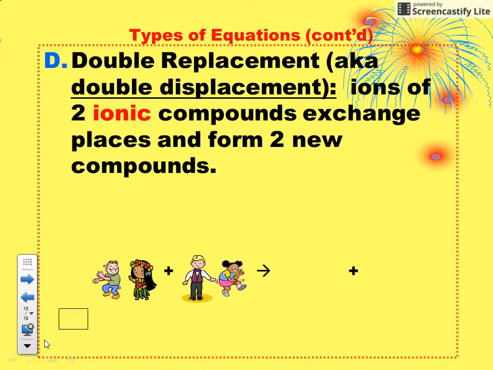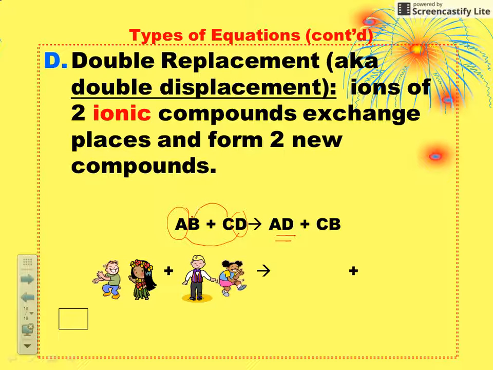All right. The fourth type of reaction is a double replacement reaction. In this type of reaction, ions of 2 ionic compounds exchange places and form 2 new compounds. Here you have a general format: AB plus CD yields AD plus CB. One thing that will always be true with your double replacements, if you notice, look at A and D, they're the outer two. They'll be the new couple over here, your new compound. The outer two come together and form your new compound. The inner two come together, C and B, and form your other compound.